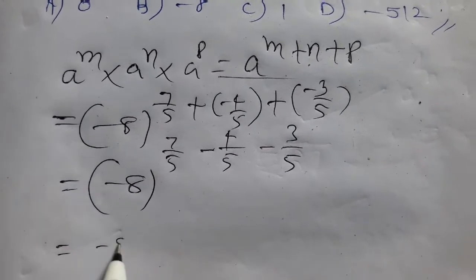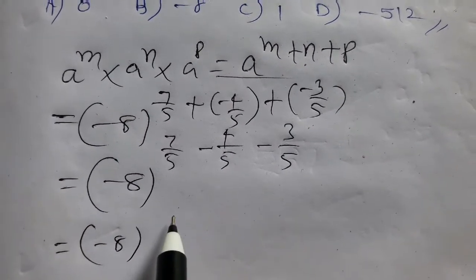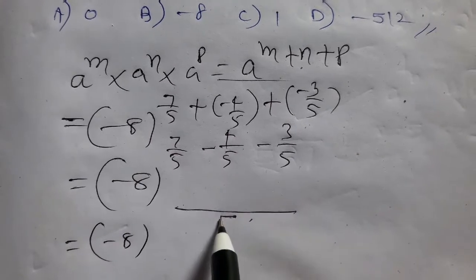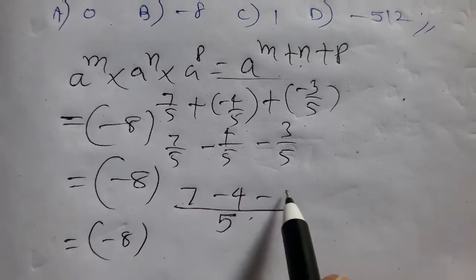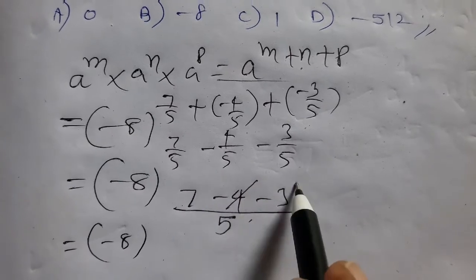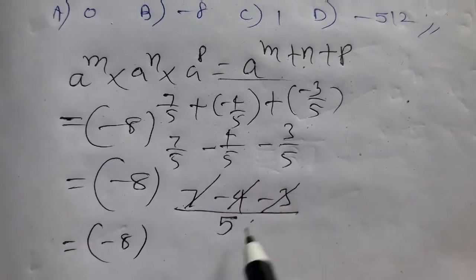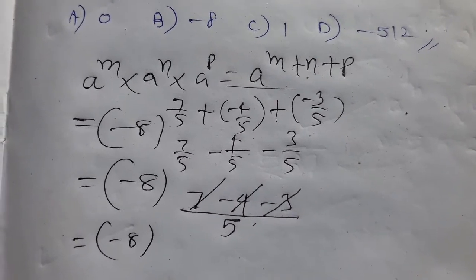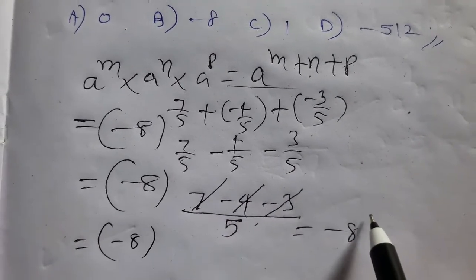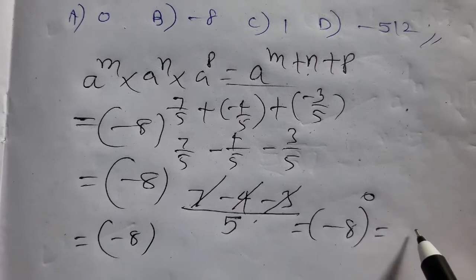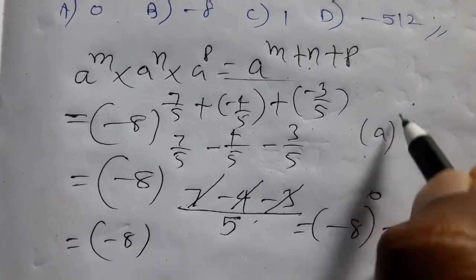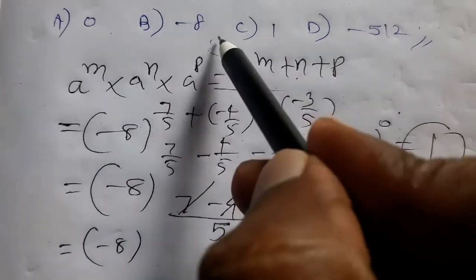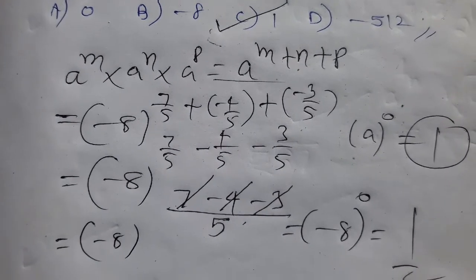Take the LCM. 5 is the LCM here. So 7 minus 4 minus 3. This minus 4 minus 3 means minus 7, plus 7 cancels, 0 by 5, which means 0. So minus 8 power 0 equals, there is a formula, a power 0 value is 1. So the answer is 1. Option C is the right answer of the given question.